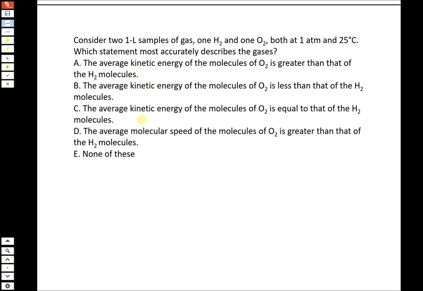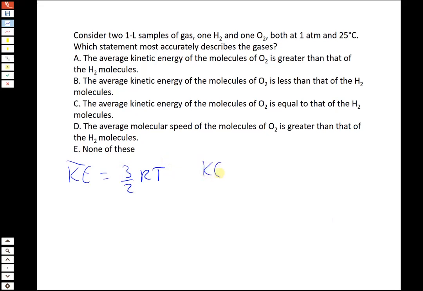So the first thing we want to think about is kinetic energy, because 3 of the 4 answer choices deal with that. The average kinetic energy for a gas is equal to 3/2 RT. Now the important part, whether you remember that equation or not, we're not really going to use the equation directly, but the important point is that average kinetic energy only depends on the temperature.